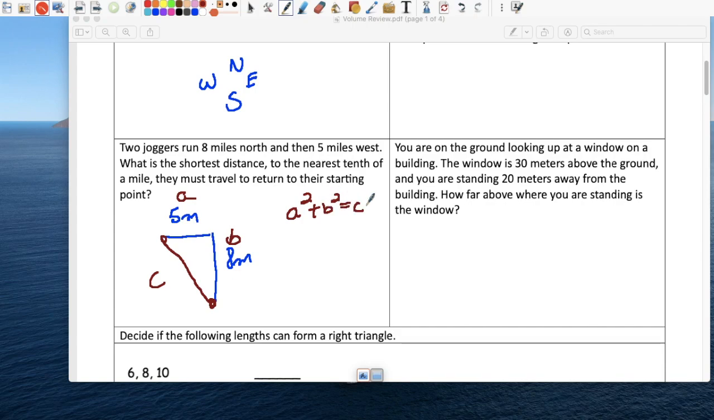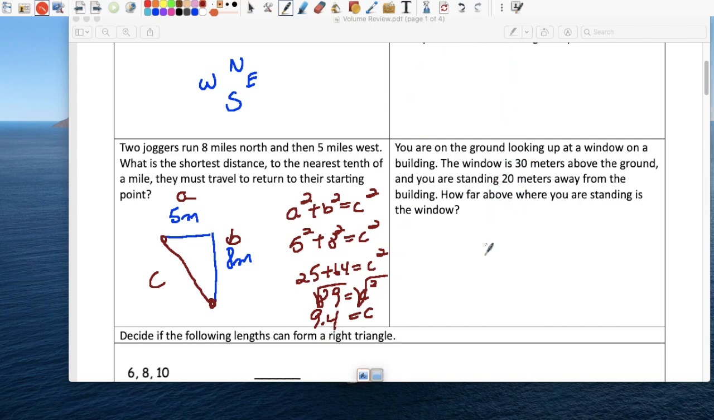So I think the important thing here is for you to have a visual, right? 5 squared plus 8 squared equals C squared. We get 25 plus 64 equals C squared. We get 89 equals C squared. Take the square root of both sides, and C equals, to the nearest tenth of a mile. Okay, so I'm just going to follow what they say. Usually we do it to the hundredths, right? But they said tenth, so we're going to stick to 9.4.